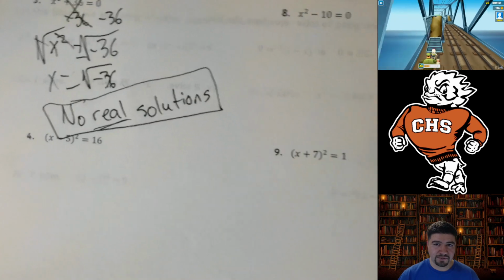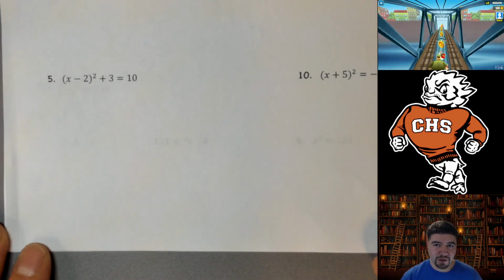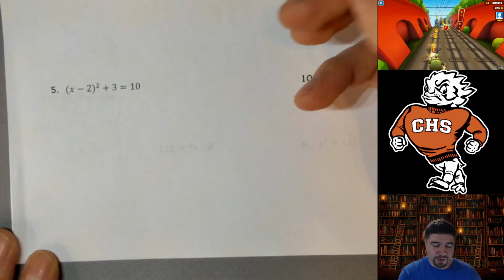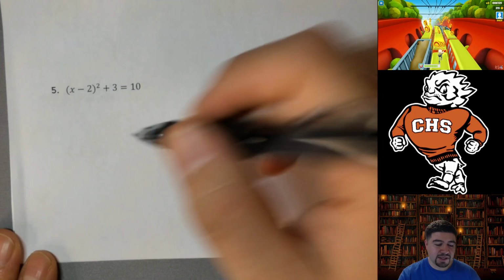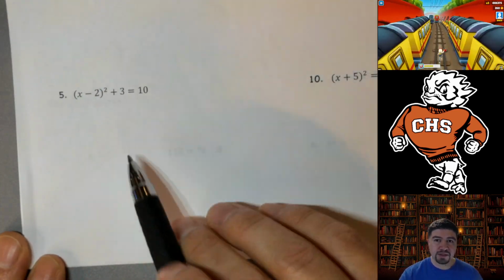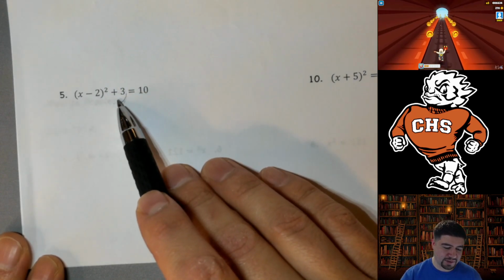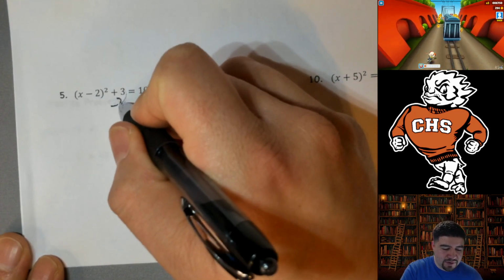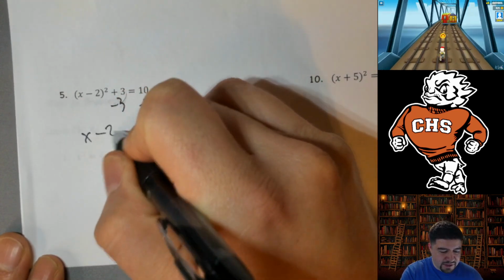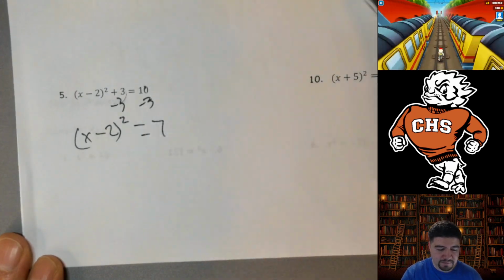Now moving on to number 5. We have (x minus 2) squared plus 3 equals 10. So again, with the x minus 2 inside the parentheses, nothing changes at all. It just looks a little bit more complicated than it actually is. But this time we have a plus 3 on the outside of those parentheses. So we're going to have to get rid of that first by subtracting 3 on both sides. Now we'll have (x minus 2) squared equals 10 minus 3, which is 7.